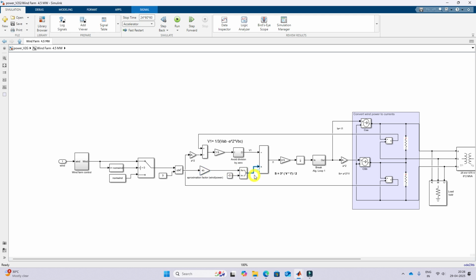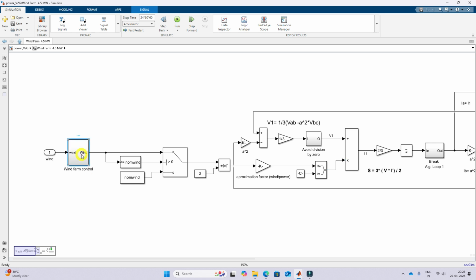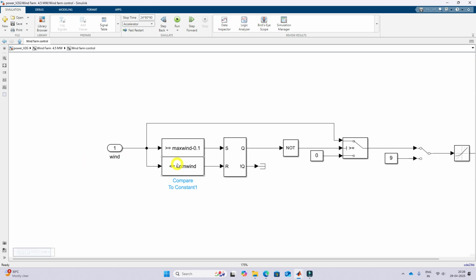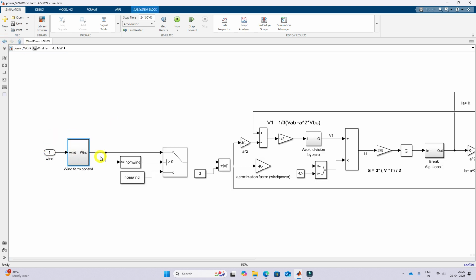Here we again have the apparent power. Whatever calculation we did for V1, you then apply this equation: 2 by 3 S divided by V, and we get the current for injection according to the wind speed profile. Here the condition is there. We are feeding the maximum wind minus 0.1, and the wind speed is normalized and then checked whether it is between 6 and 13.5 meters per second, and based upon that it allows the wind data.